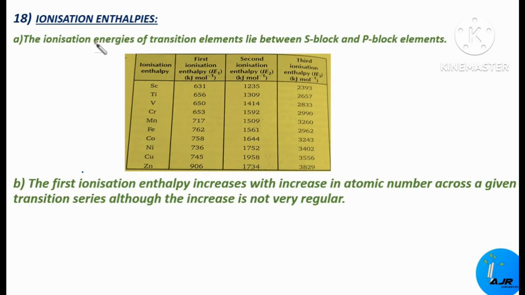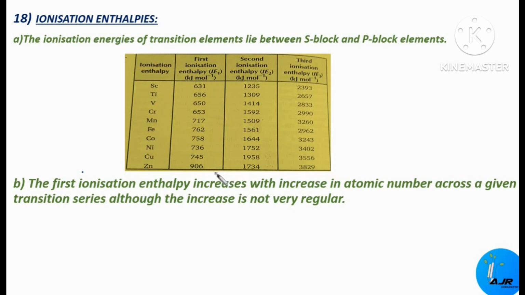Actually, the ionization energy of transition elements lies between S block and P block elements. That is, they have higher values than S block elements and lower than P block elements. I have given the first ionization energy, second ionization energy, and third ionization energy of the first transition series.